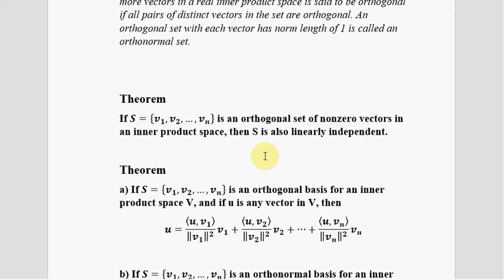So here, S being this orthogonal basis for some inner product space V, and if U is any vector in V, then U can be written, watch this, as a linear combination of the vectors from S. The linear combination of the vectors would be V1, V2, and so on to Vn, times some constant, or scalar.